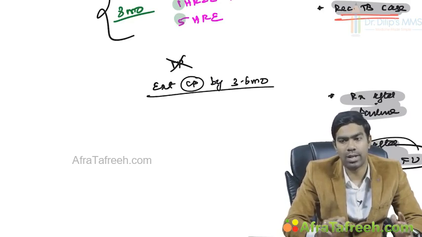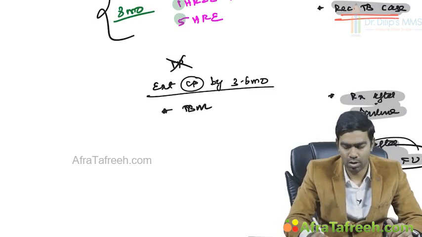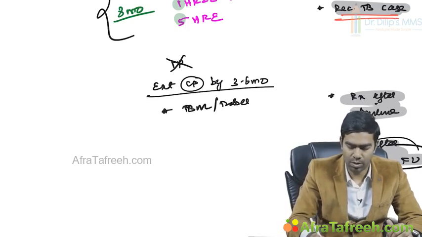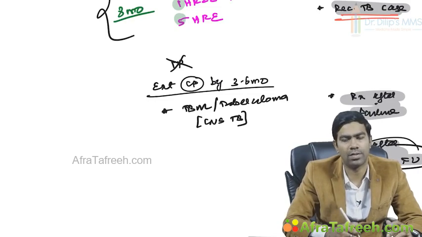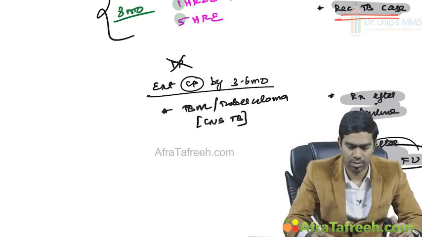What are the areas where you can extend the continuation phase by 3 to 6 months? Number 1, in tuberculous meningitis, or any other form of CNS tuberculosis like tuberculoma. So I can simply write that in CNS tuberculosis, I can extend the continuation phase by 3 to 6 months, depending on the clinical and microbiological response.